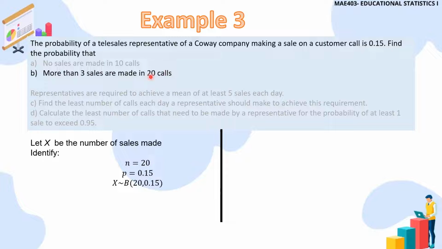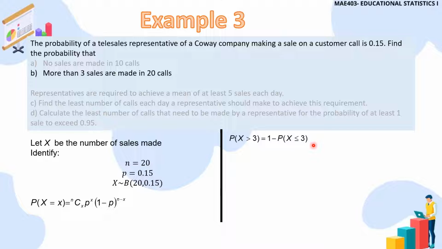The second question is, find the probability that more than 3 sales are made in 20 calls. So here, the number of trials is 20, so n is equal to 20. However, the probability of making a sale is the same, which is 0.15. Therefore, X is binomially distributed with 20, 0.15. So by using the same formula, now your X is more than 3. Therefore, P(X greater than 3) is equal to 1 minus P(X less than or equal to 3).